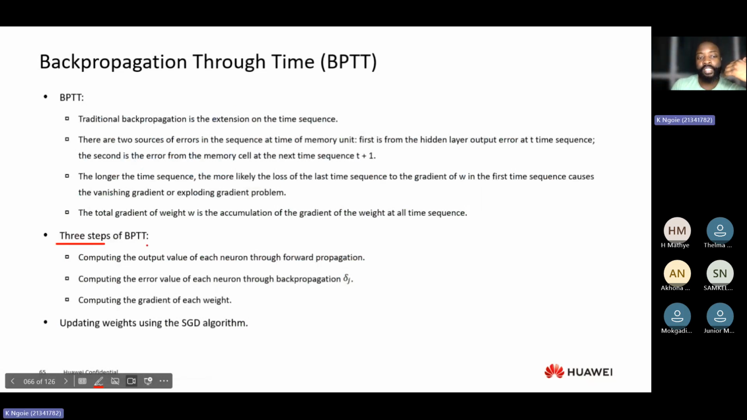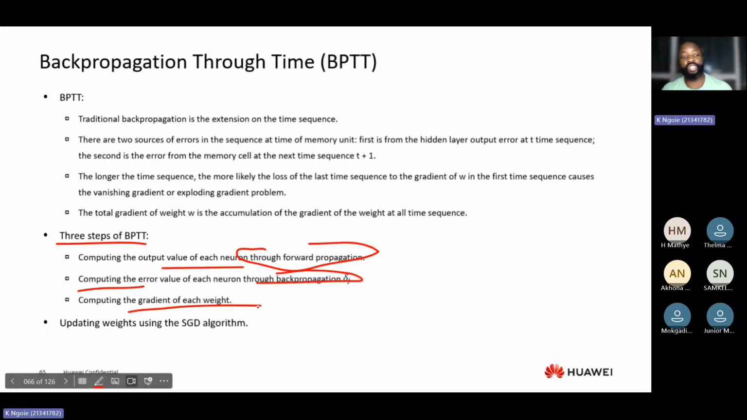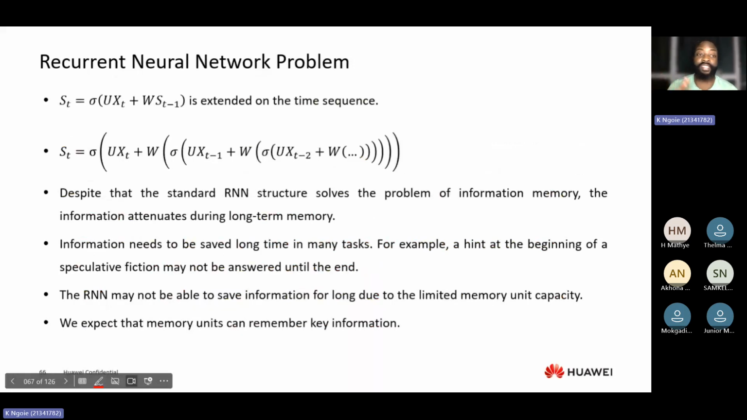There are 3 steps in this backpropagation through time. The first one is computing the output value of each neuron through forward propagation, then computing the error value in each neuron through backpropagation, and then computing the gradient of each weight. When we want to update the weights for everything, we use stochastic gradient descent. Remember, stochastic gradient descent is a type of gradient descent where we only update for one sample at a time.